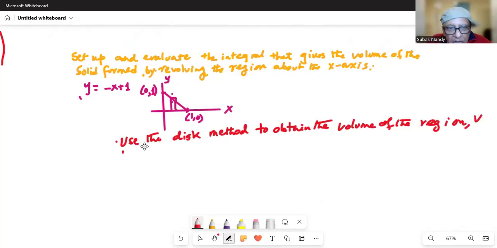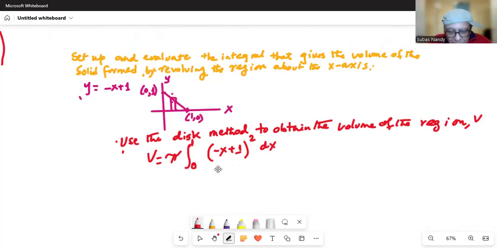So V is equal to, we are going to rotate the region around the x-axis. And you know in the disk method it is pi r squared dx. So the volume is given by pi, and then we are going to integrate, and the x values vary from 0 on the y-axis to 1 on the x-axis, and we are rotating the line. The equation of the line is minus x plus 1, and pi r squared, so it is squared, and dx.